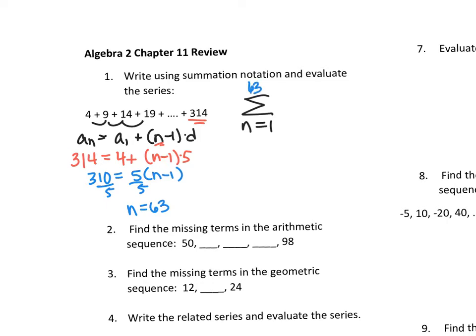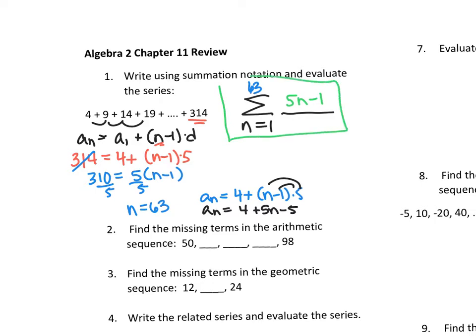Okay. I also want to have this because I want to write my explicit formula for my arithmetic sequence right here. So I'm going to take this, write a sub n. So a sub n equals 4 plus n minus 1 times 5. So this is going to be a sub n equals 4 plus 5n minus 5. So that simplifies to be 5n minus 1. So this is the summation sigma notation.